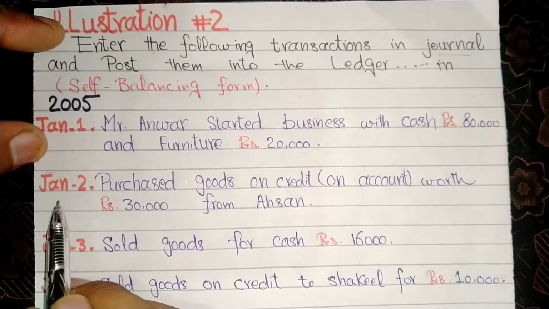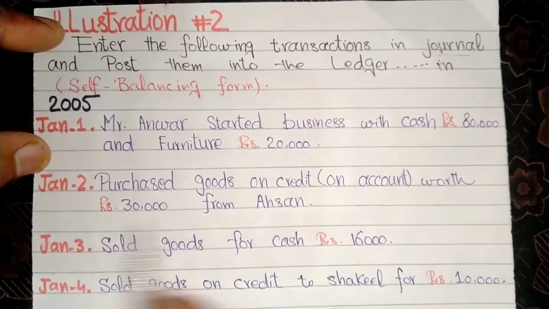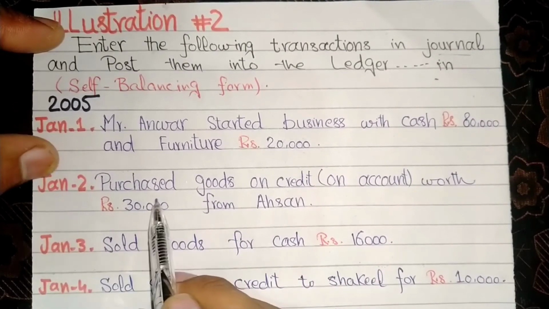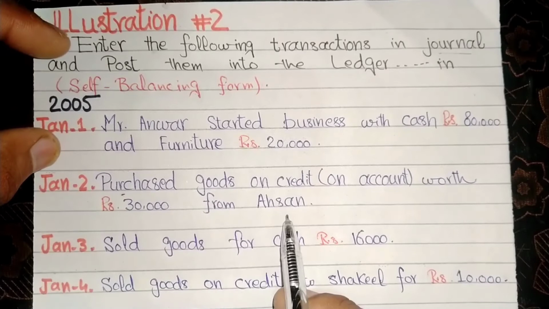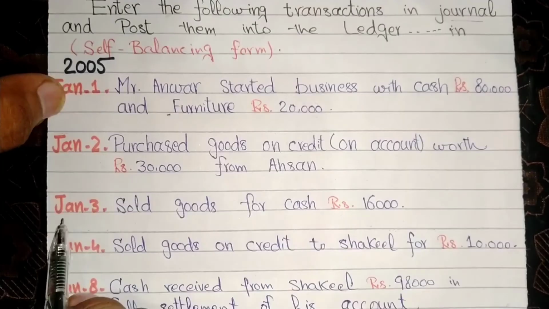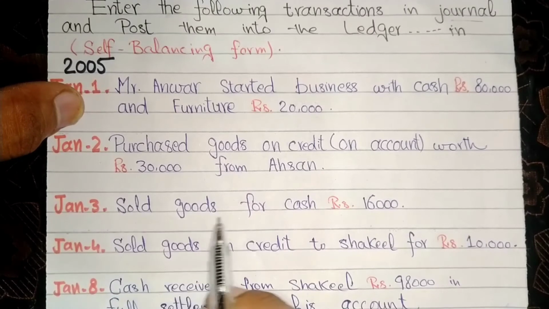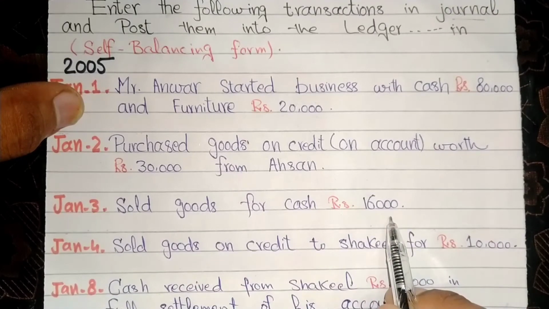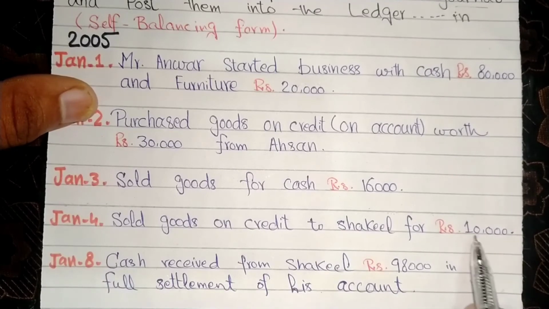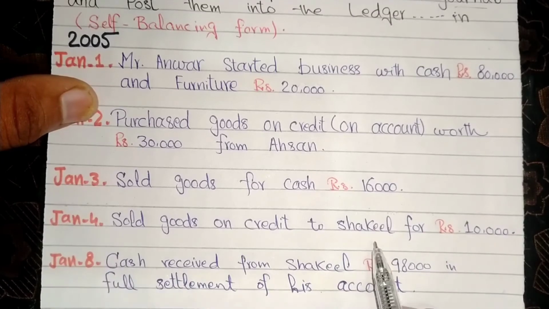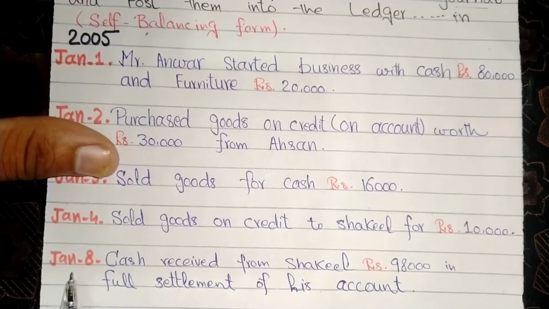Now we will move toward the reading of the second transaction, which is Jan 2nd, purchased goods on credit or on account basis worth 30,000 rupees from Ehsan. Ehsan is the supplier here. Jan 3rd, sold goods for cash amounting to 16,000 rupees. On Jan 4th, sold goods on credit to Shakil for 10,000 rupees. So Shakil is the customer of the business.